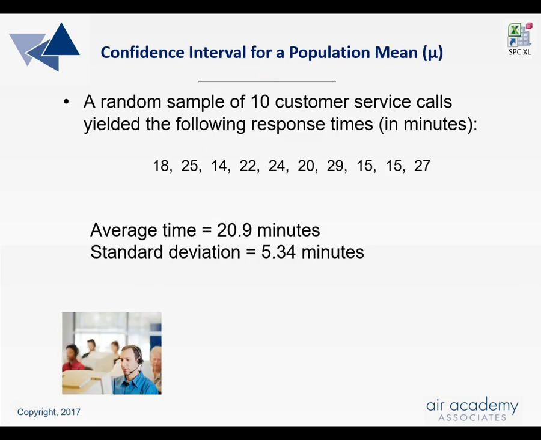So let's go to the software here and use a simple example of a sample size of 10 customer service calls where we are measuring the response times in minutes. Those are the 10 data points, the average of which is 20.9 minutes, the standard deviation of which is 5.34 minutes. So let's go to the software and see how we can get the confidence interval.